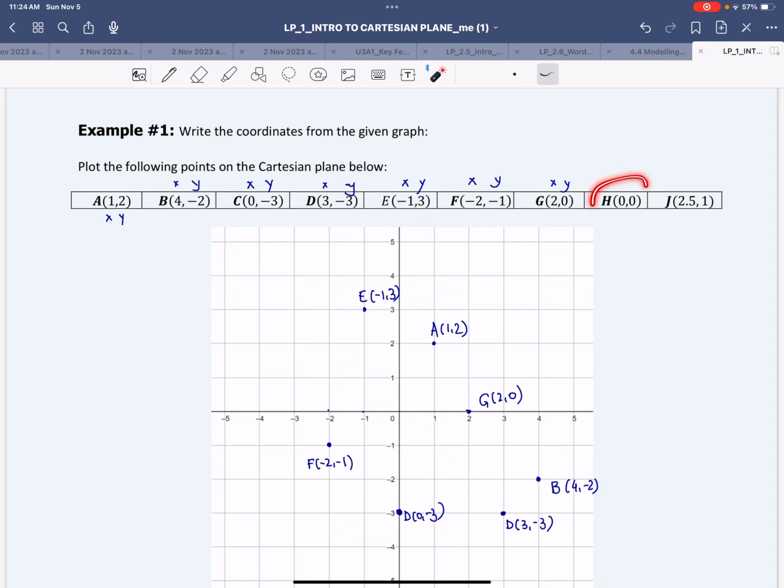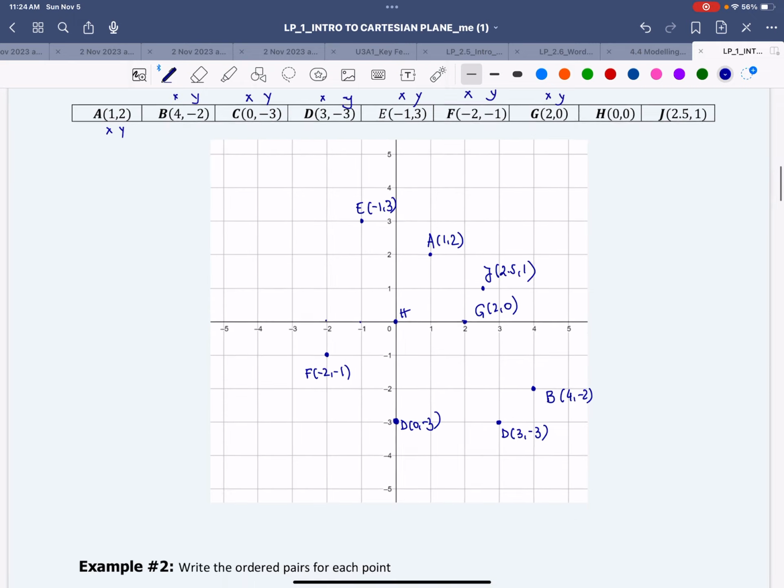Point H has coordinates 0 and 0. So that means that must be the origin. And lastly, we have point J with coordinates 2.5 and 1. So x equals 2.5, 1.5 will be here. Y equals 1 will be a unit higher. So that would be the point J with coordinates 2.5, 1.